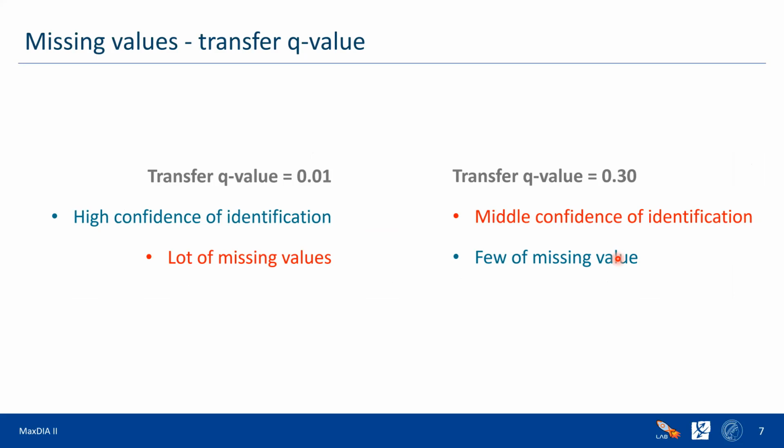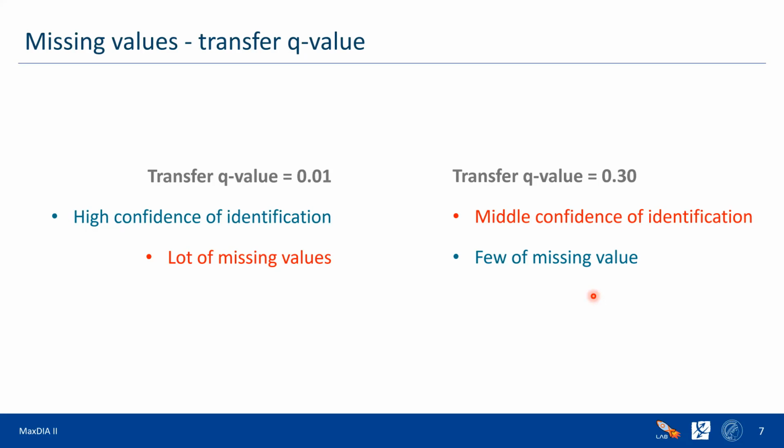Okay, but as I said, why exactly 0.3? Maybe there's a better value, but from another point of view, 0.01, so 1%, is high confidence of identification, but a lot of missing values. But if you're using transfer Q-value 0.3, then we have middle confidence of identification, but few missing values. So as you see, it's essentially a trade-off, and we have to find the sweet spot.